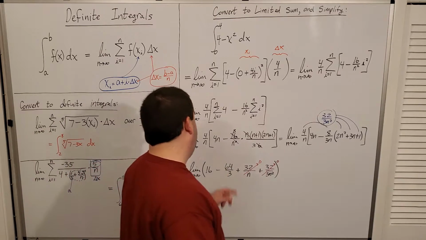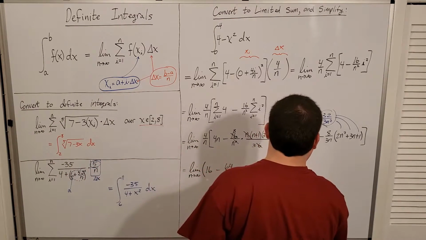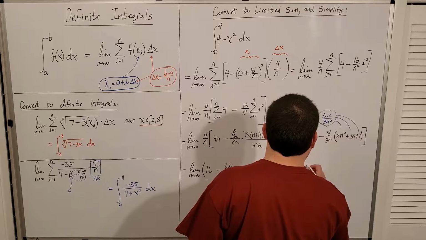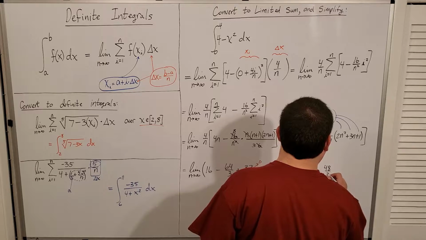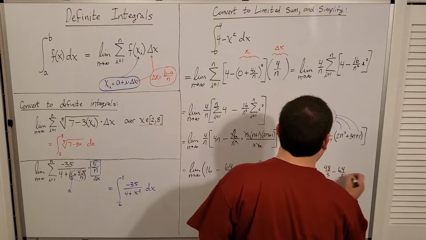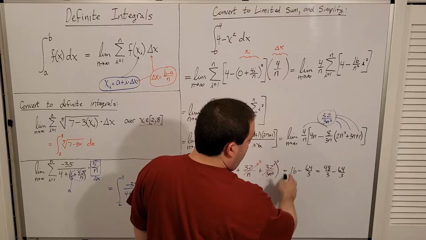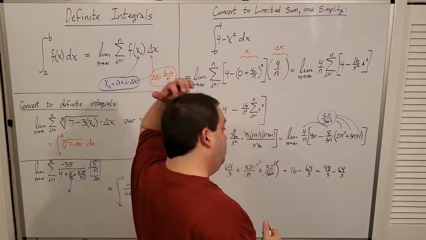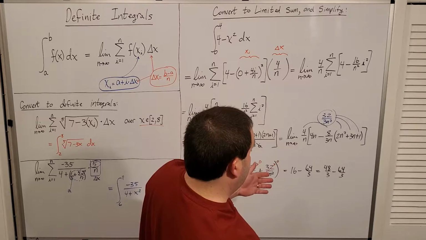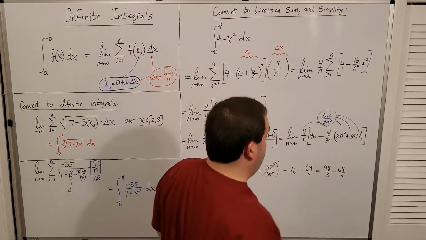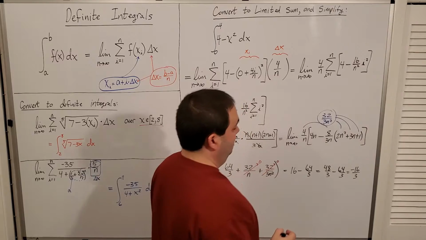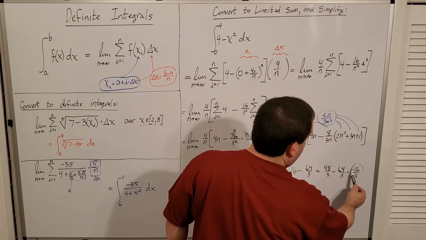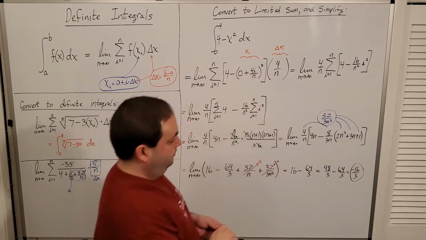So I'm left with 16 minus 64 thirds, which is 48 thirds minus 64 thirds. I'm just getting a common denominator there, and 16 times 3 is 48. So let's see, that's going to be 2 plus 14. That's a negative 16 thirds. Negative 16 thirds is our answer.